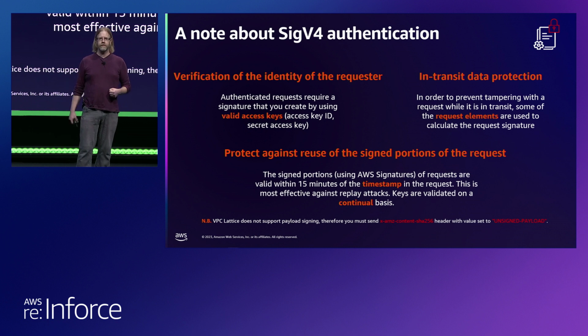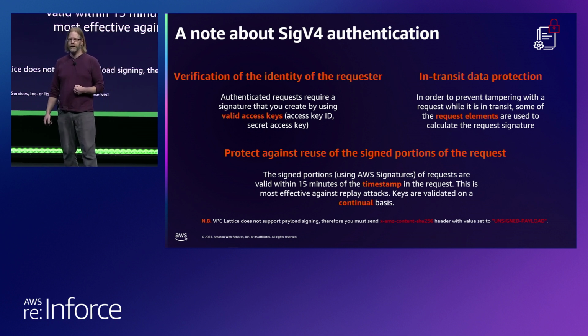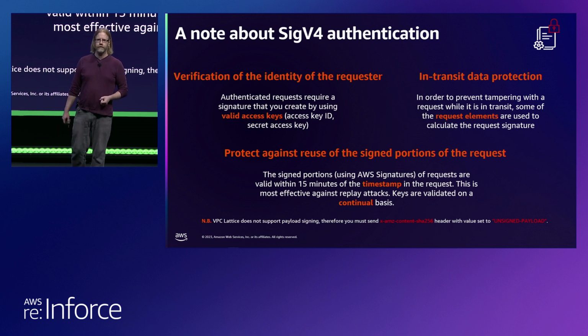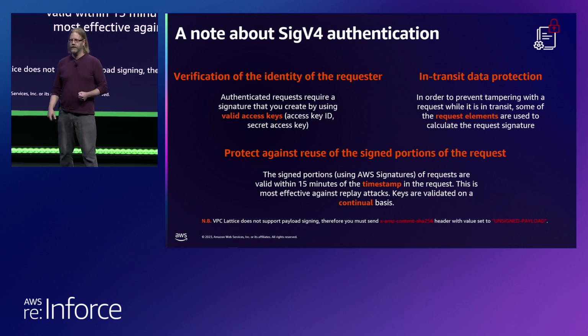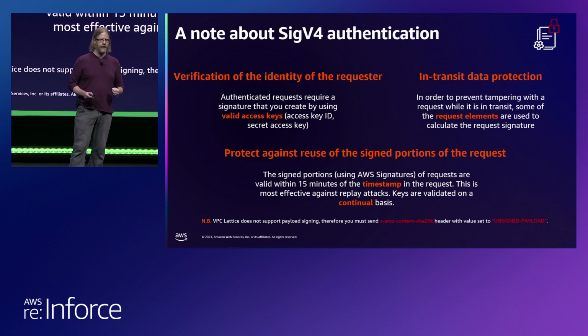Every 15 minutes, it rotates. So if somebody gains access to your keys, your token, and your ID, in 15 minutes, it'll no longer be valid. Also, they have to have the assumed roles because we're tying this in with IAM. So it all works together, and these are always validated on a continual basis.